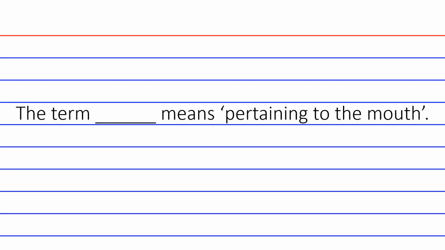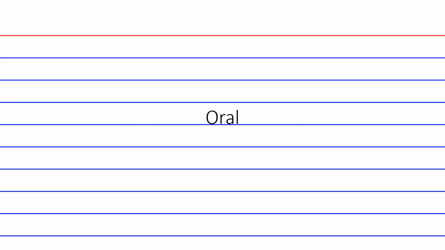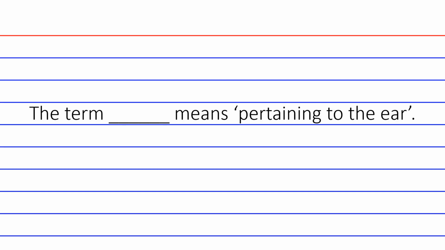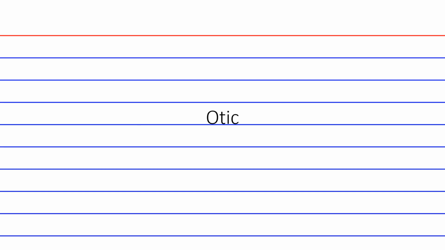This term means pertaining to the mouth. The answer is oral. I don't think I have to explain that. Oral means pertaining to the mouth. This term means pertaining to the ear. The answer is otic. Your otic capsule, right, is in the ear, so otic is pertaining to the ear.